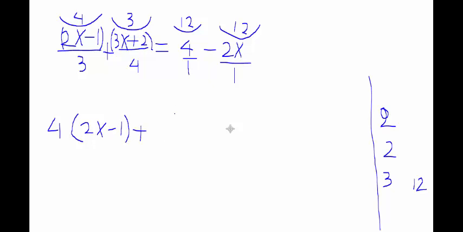plus 3 times 3x plus 2, close the parenthesis, equals 4 times 12 is 48, minus 12 times 2x is 24x.